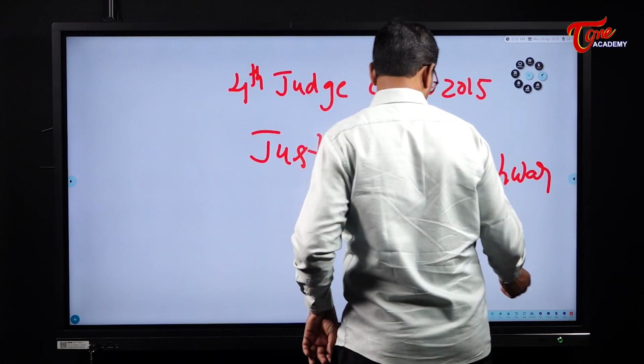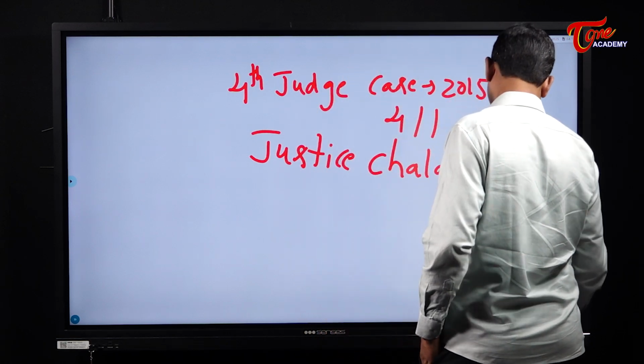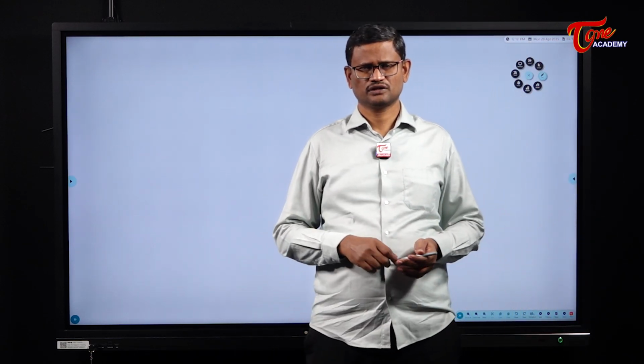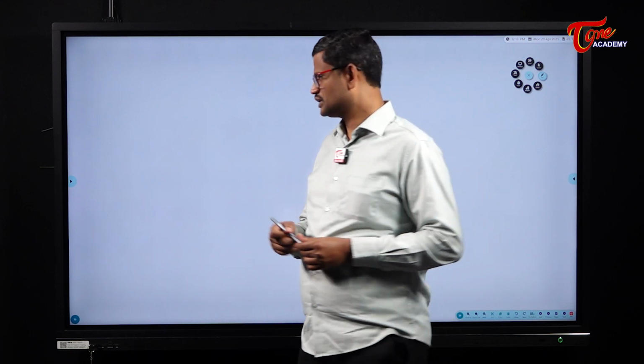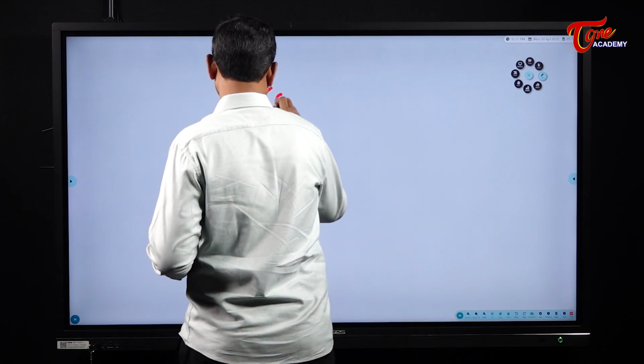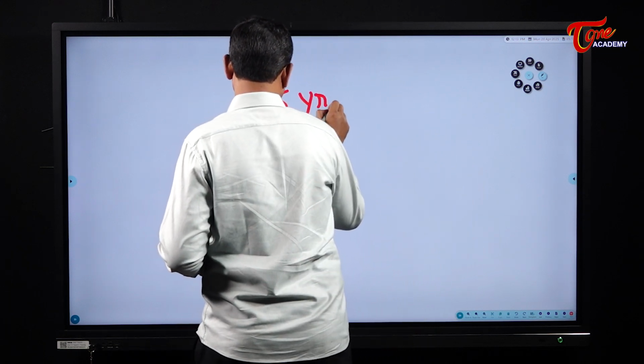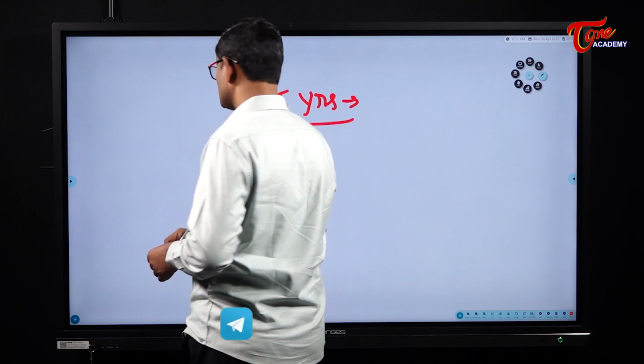Then once a judge has been appointed, the judge will remain in office. If you are a judge of the Supreme Court, the judge will remain in office till the age of 65 years. So he was given security of tenure.